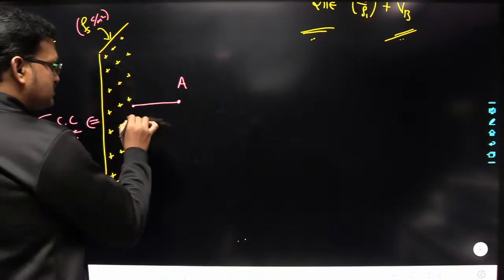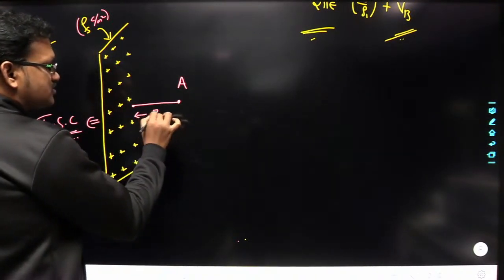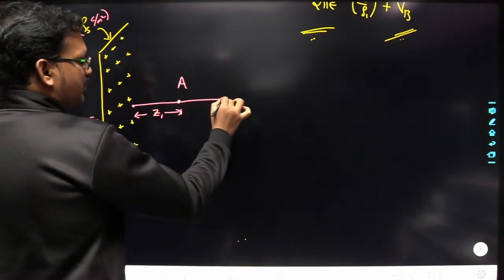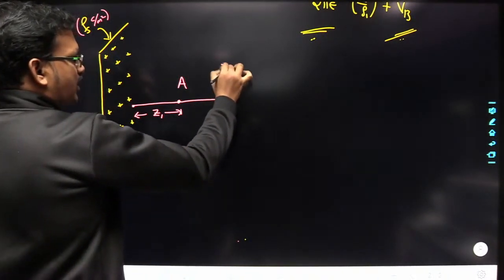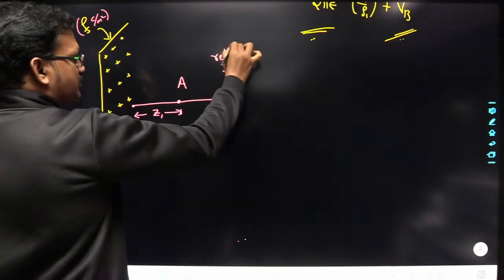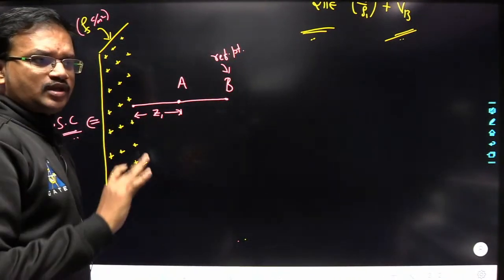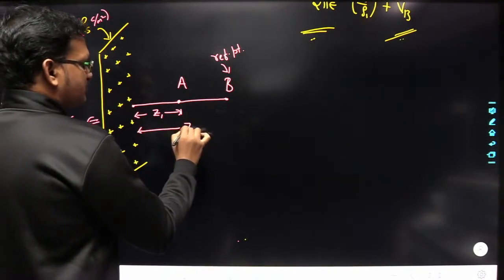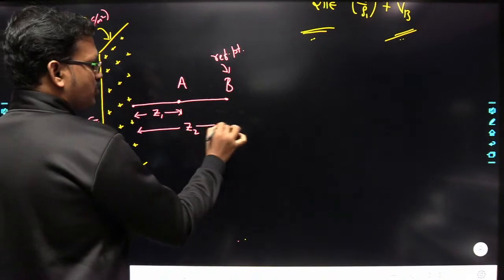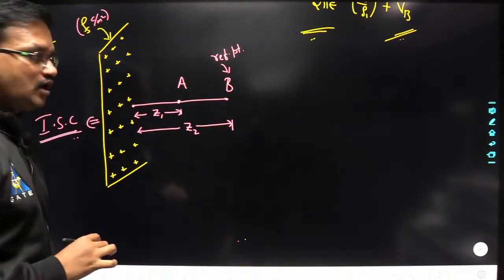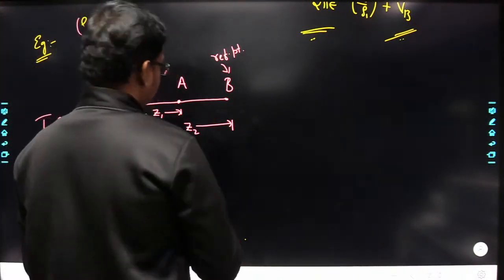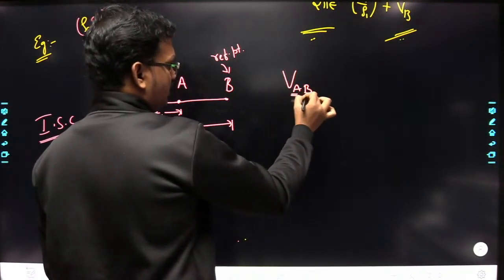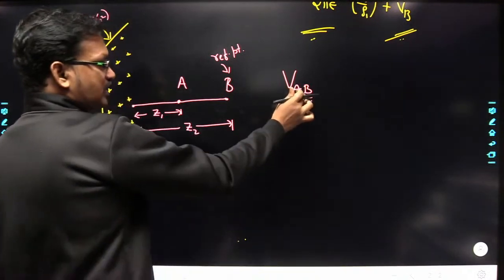Understood? Now let us consider the distance from here to here is z1. Now I am considering another point here, point B. So this point I am considering as reference point. You can choose any point as reference here. It doesn't matter. Let us say the normal distance from the sheet charge to this point is Z2. Now if you want to determine the potential at A, you have to determine the potential at A with respect to the reference point B.